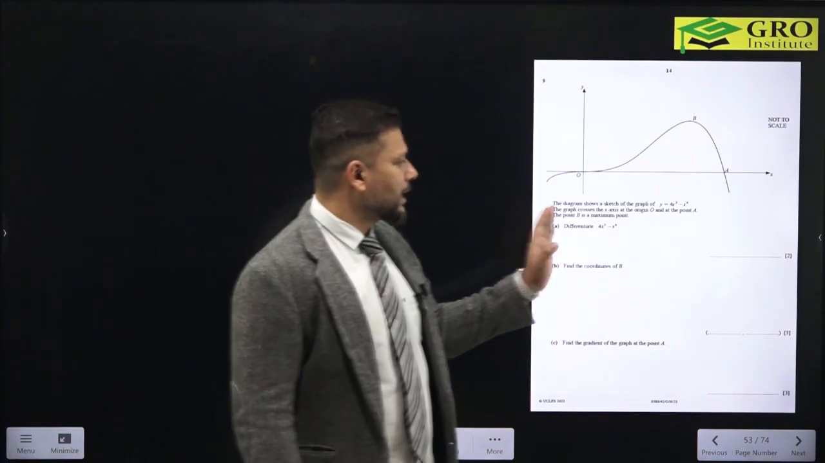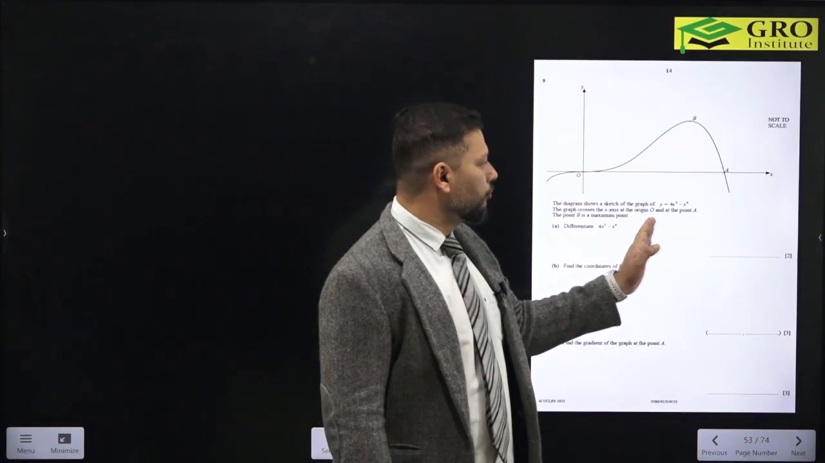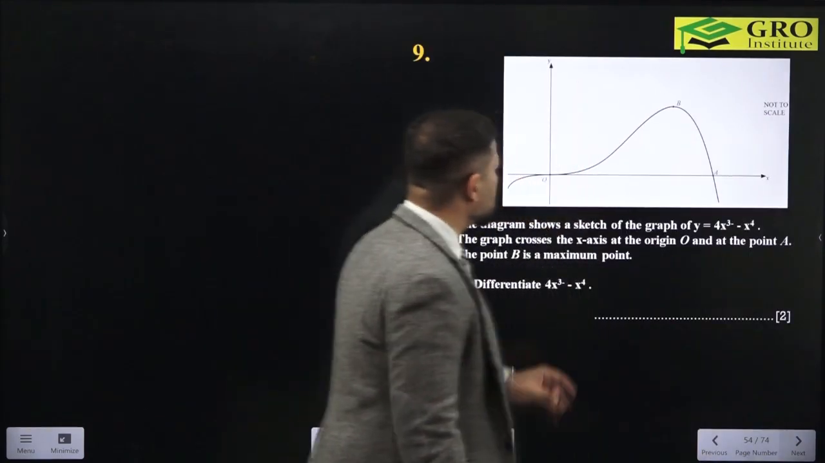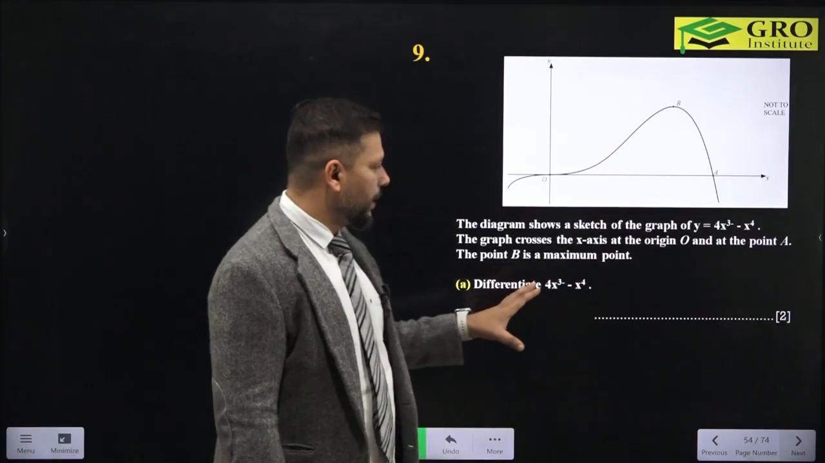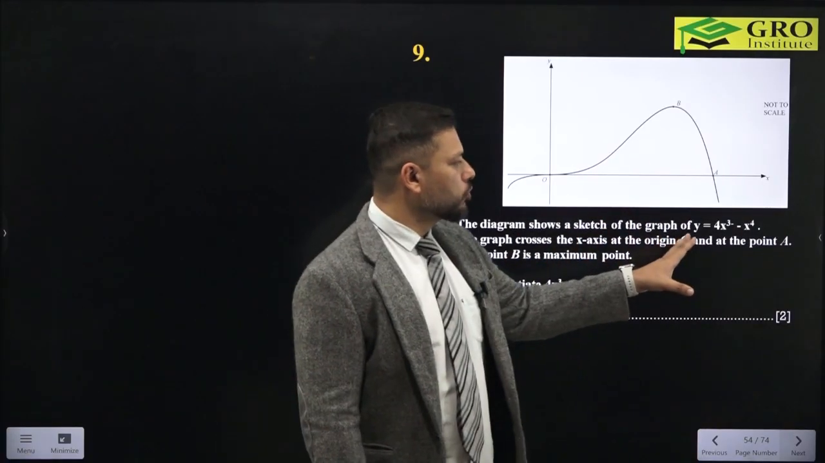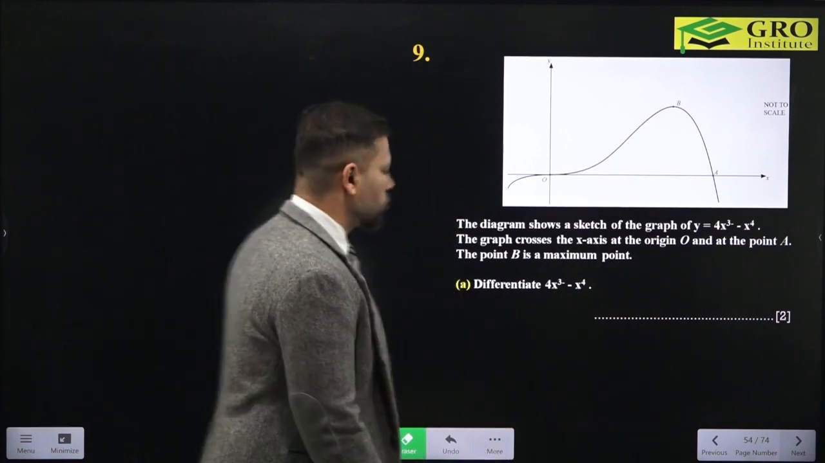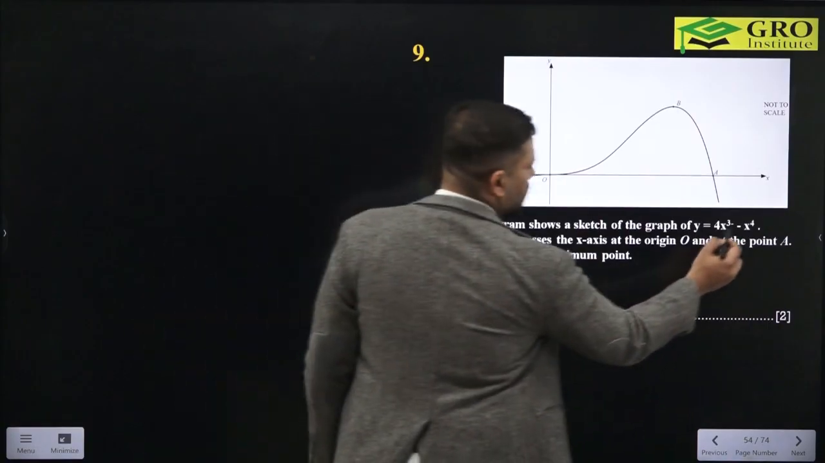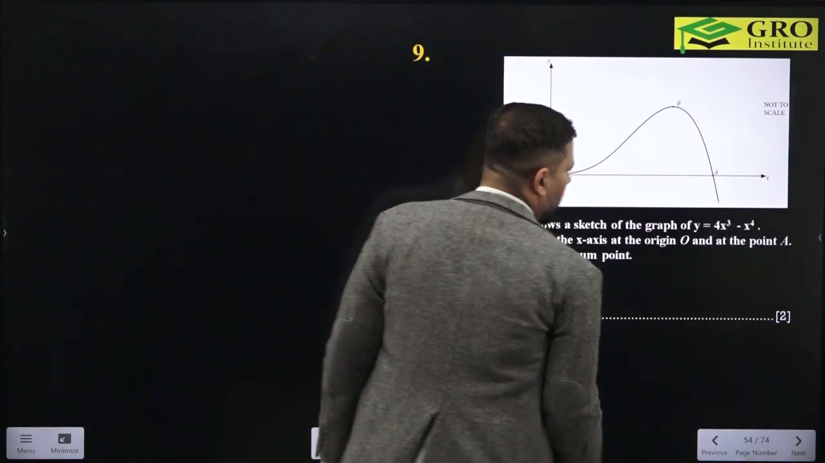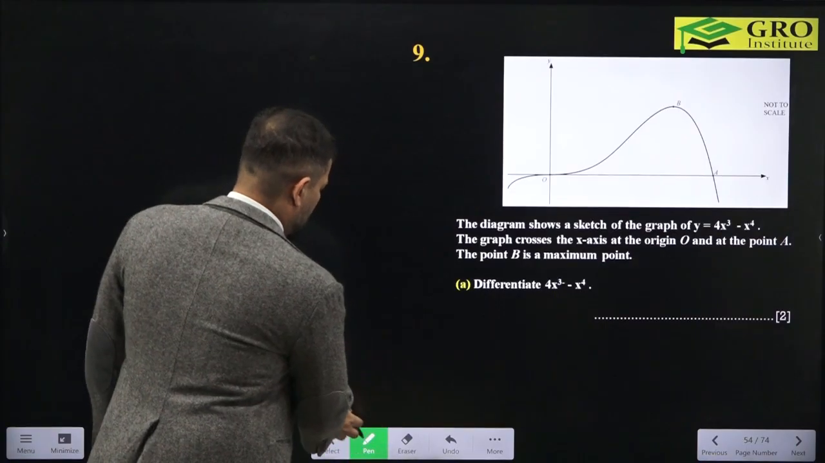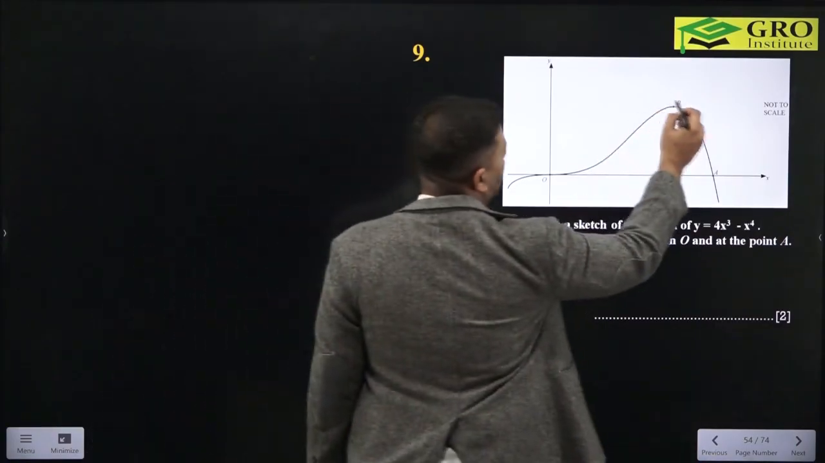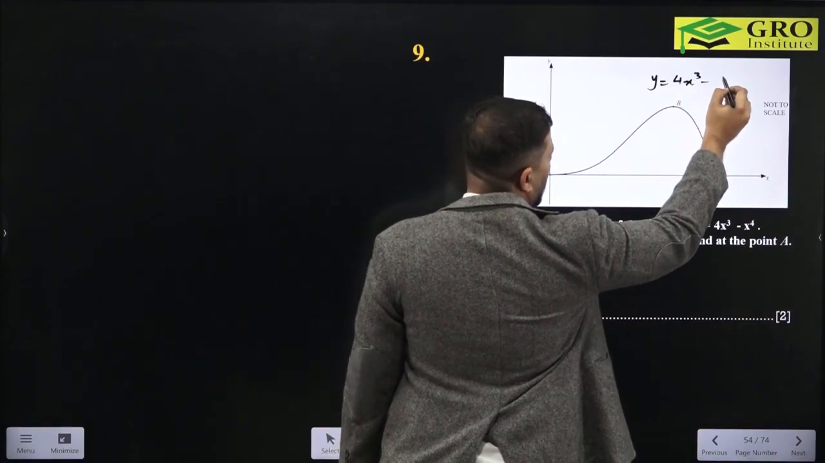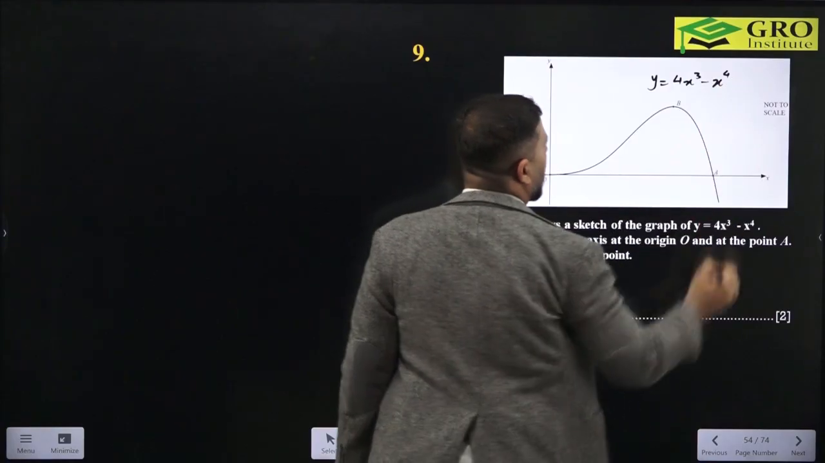The diagram shows a sketch of the graph of y equals 4x cube minus x raised to power 4. If I enlarge it for you, this is the question. We are given the graph of an equation. That equation is y is equal to 4x cube minus x raised to power 4. I'll just make it clear. This is 4x cube minus x raised to power 4. I'll also write it over here. This graph is of y equals 4x cube minus x raised to power 4, right?